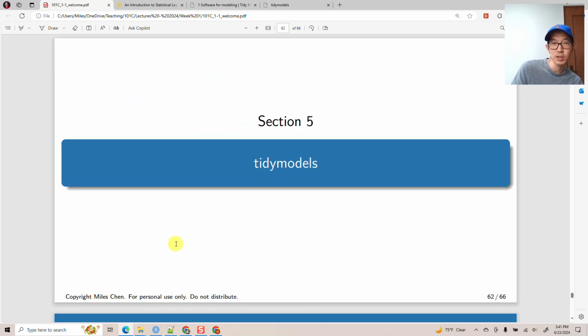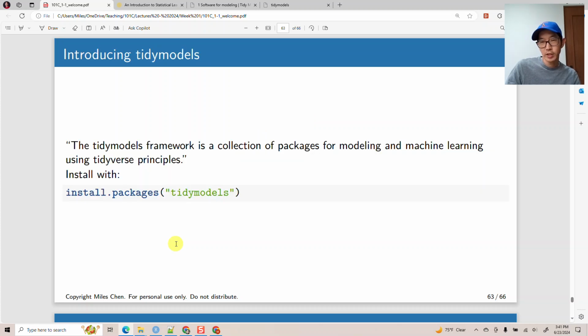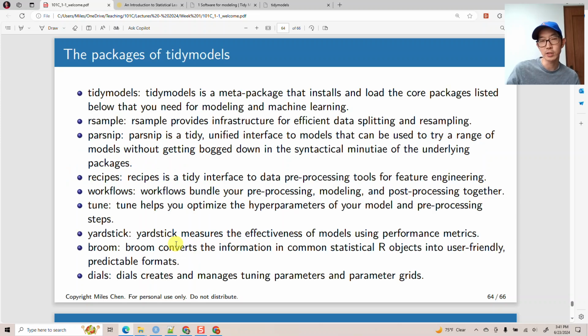Okay, so something in between. Okay, before we end, I just want to talk a little bit about tidy models. Tidy models is going to be the framework of packages that we're going to use for modeling in machine learning, right? You're going to get that set up in RStudio by doing install.packages tidy models.